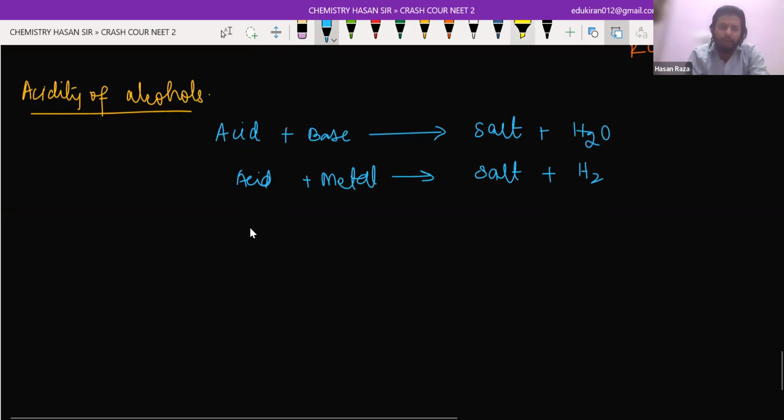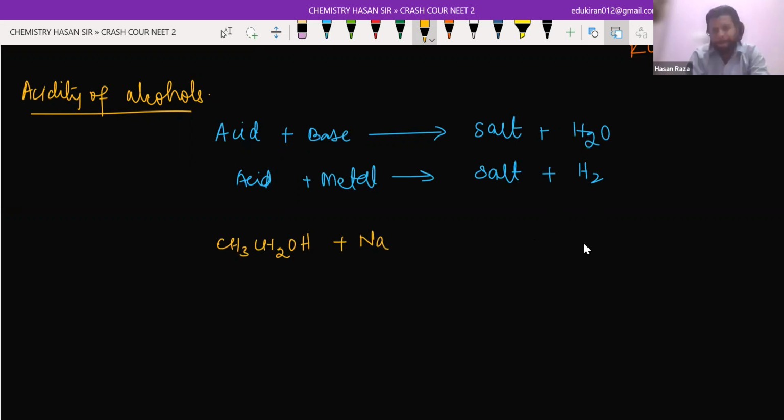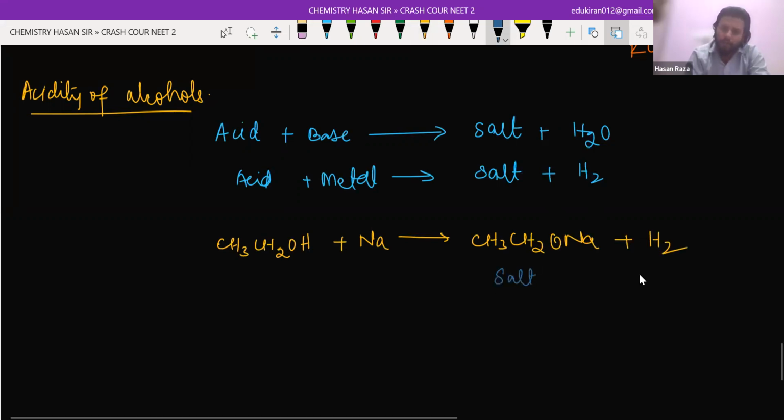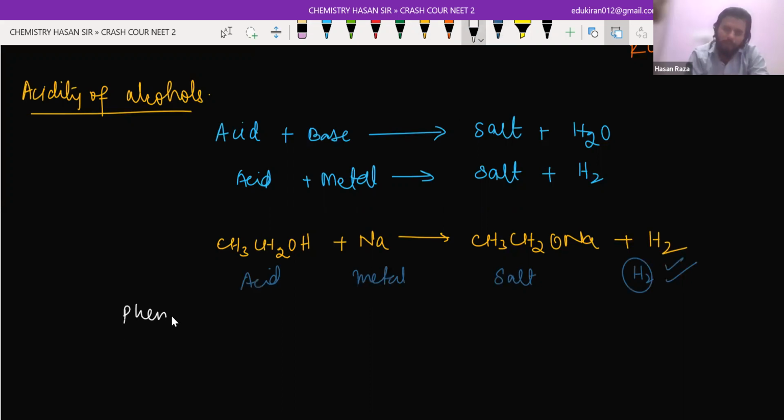In this way, if this is an alcohol, let's take CH3CH2OH, and you are going to react this with a metal, then what will happen? You can see there is the formation of salt and hydrogen gas. This is your acid, this is your metal, so this is what it forms. Now, phenols also react in the same manner.